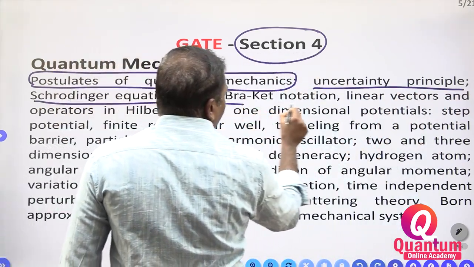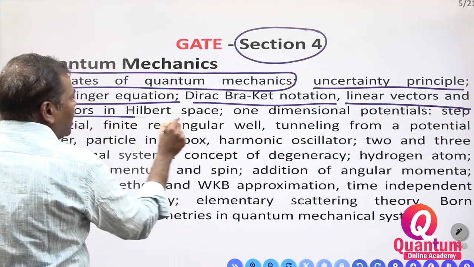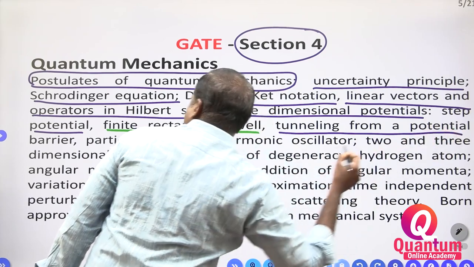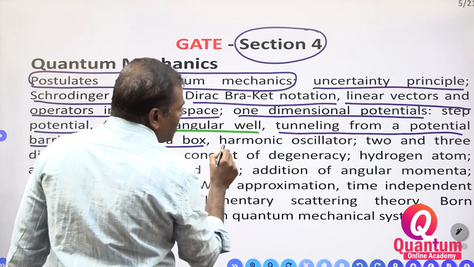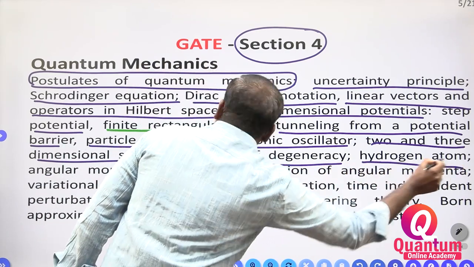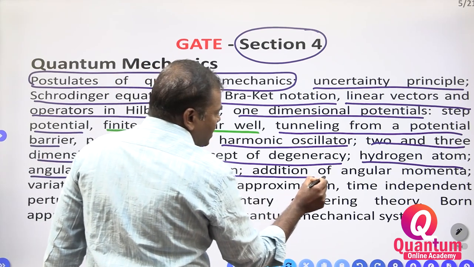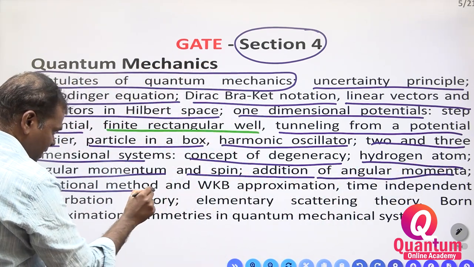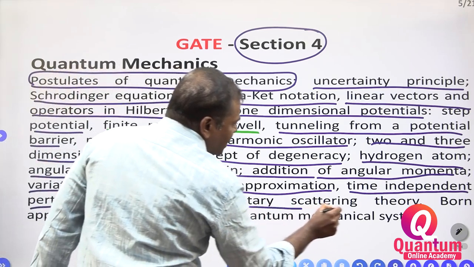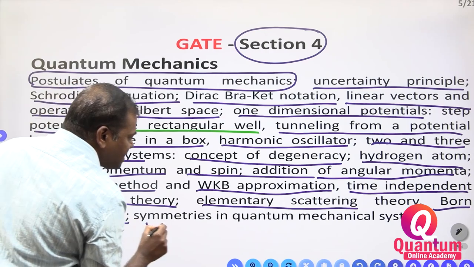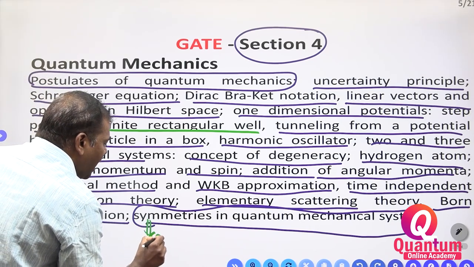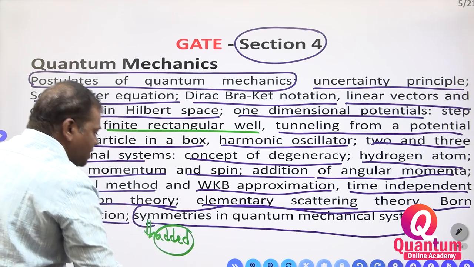Schrodinger equation, Dirac bracket notation, linear vector space and operators in Hilbert space, one-dimensional potential, step potential, finite rectangular well, tunneling from a potential barrier, particle in a potential box, harmonic oscillator, two and three-dimensional systems, concept of degeneracy, hydrogen atom, angular momentum, spin angular momentum, addition of angular momentum, variational methods and WKB approximation, time-independent perturbation theory and elementary scattering theory, Born approximation, symmetries in quantum mechanical systems. This is the new one. Recently they added symmetries in quantum mechanical systems.